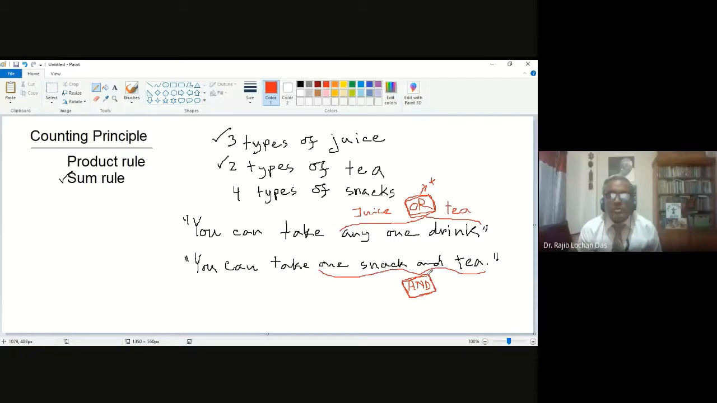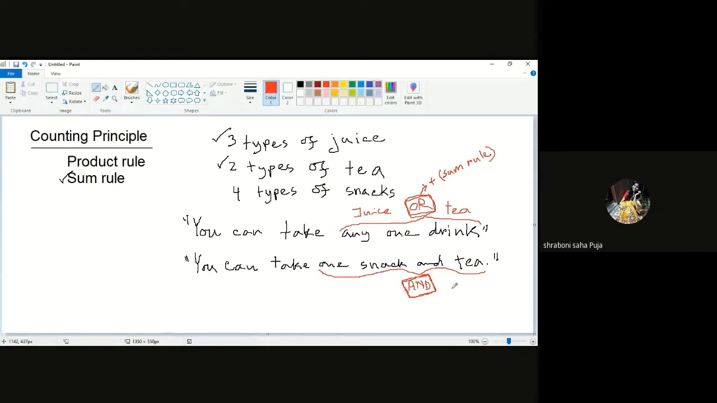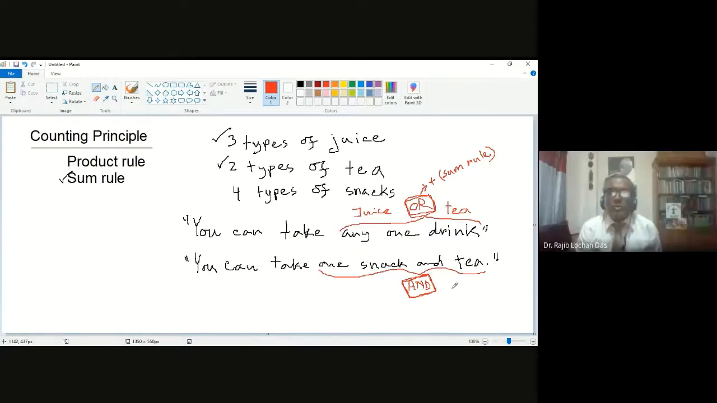Then what is your options? What is your answer? Not 6 means what? Then what you calculate? 4 and 2 multiplication. Yes, sir. It is product rule. Product rule. So, you are actually right, but how you are right?